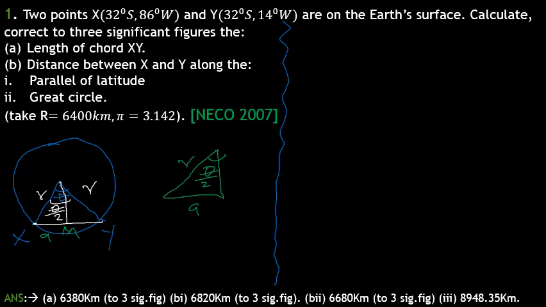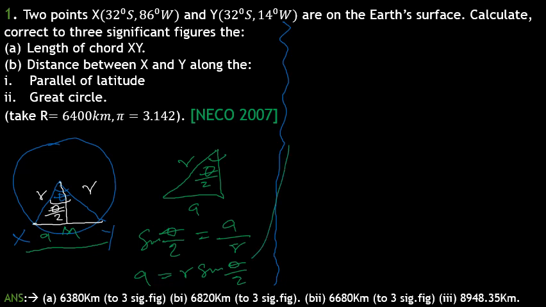If you put your SOHCAHTOA to use, sine is opposite over hypotenuse. So sine theta over 2 will be a over r. If we cross multiply, we get that a is equal to r sine theta over 2. But the length of the chord is not just a, it's a times 2, that is from here to here. So we multiply this a by 2. Therefore, our length of the chord XY will give us 2r sine theta over 2.